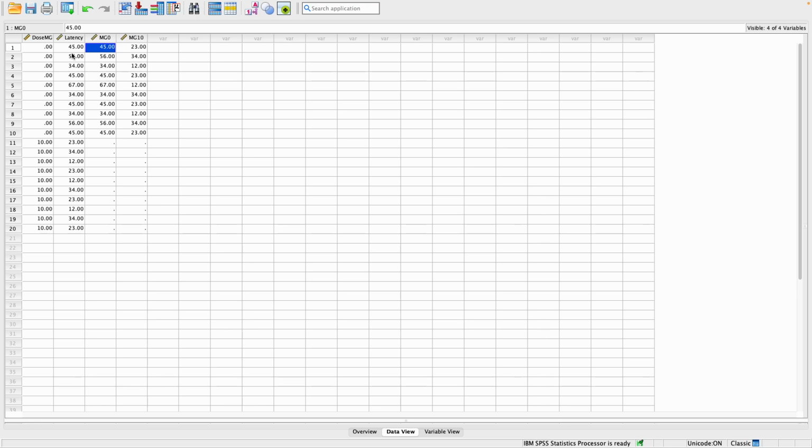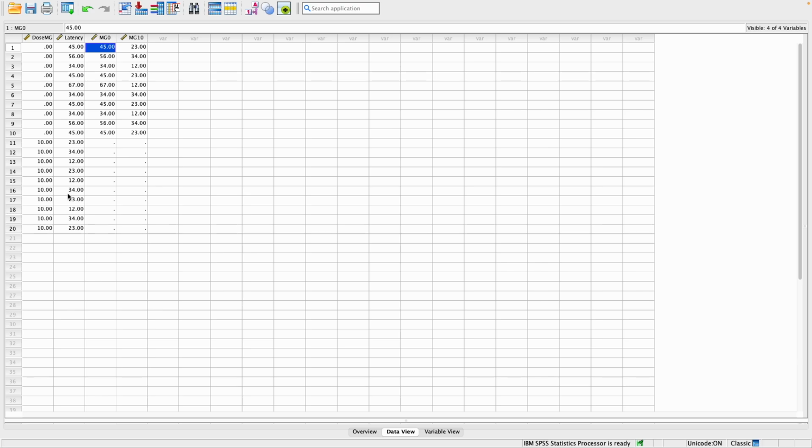In the next column, I have their latencies to reach deep sleep, stage 3 or stage 4 sleep, and this latency is in minutes. So you can see that every participant that's expressed across these first two columns has both a level of the independent variable, either 0 or 10 milligram dose of the drug, and then also a latency, and that is how quickly they reached stage 3 or stage 4 sleep, deep sleep.